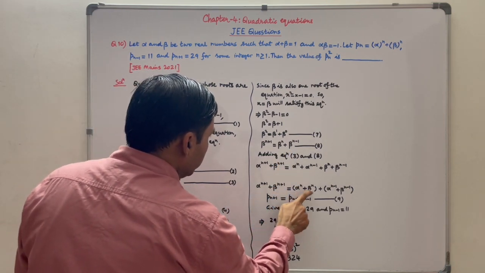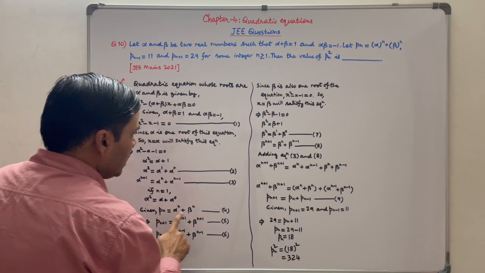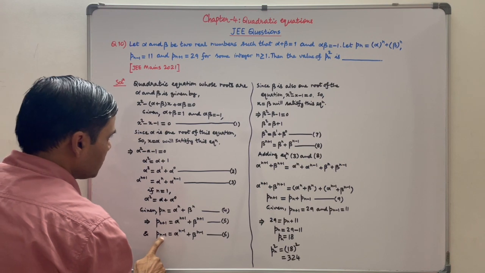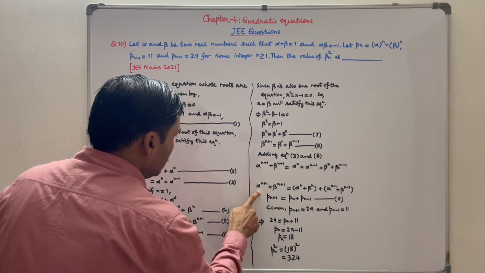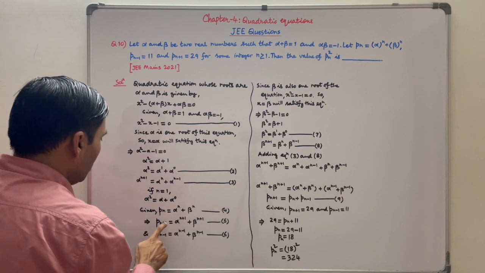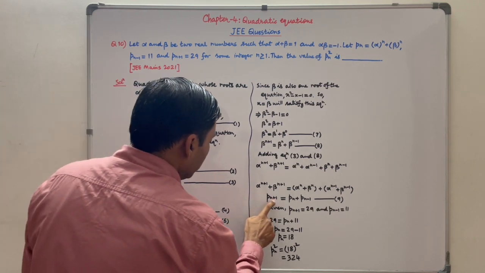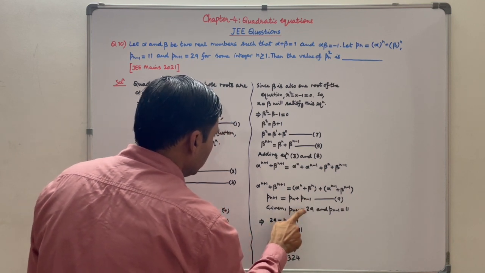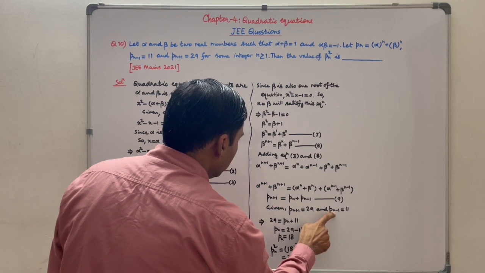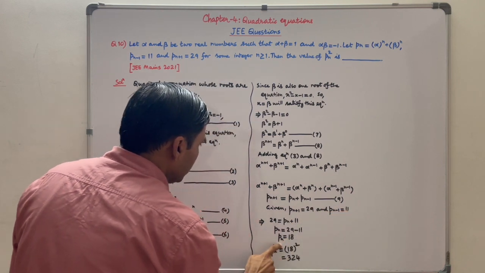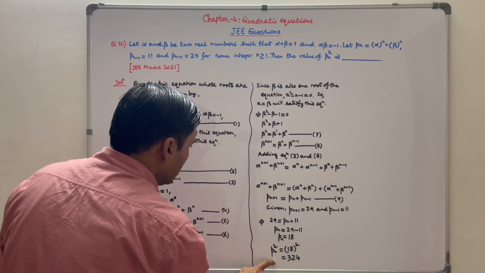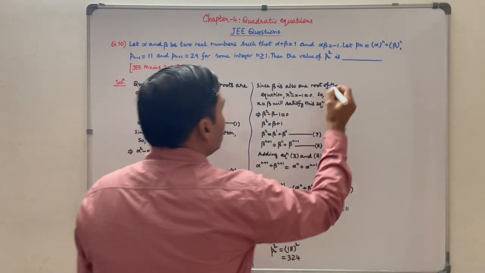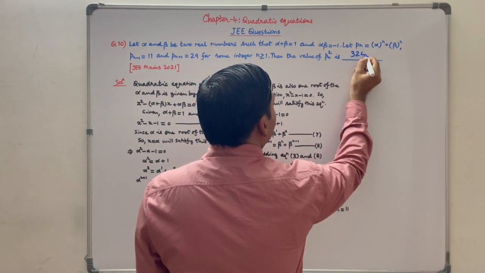Now alpha to power n plus beta to power n is equal to Pn. Alpha to power n minus 1 plus beta to power n minus 1 is equal to Pn minus 1. And alpha to power n plus 1 plus beta to power n plus 1 is equal to Pn plus 1. So Pn plus 1 is equal to Pn plus Pn minus 1. It is given that Pn plus 1 is equal to 29 and Pn minus 1 is equal to 11. So Pn is equal to 18, or Pn square is equal to 18 square, and that is 324. So we will fill 324 here.